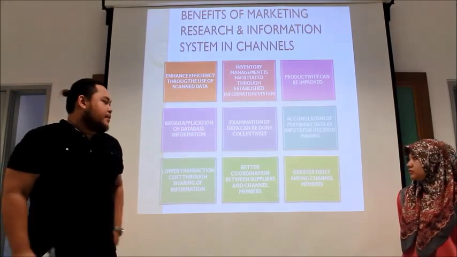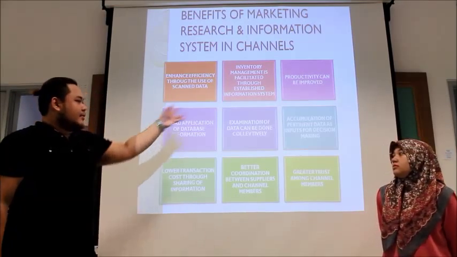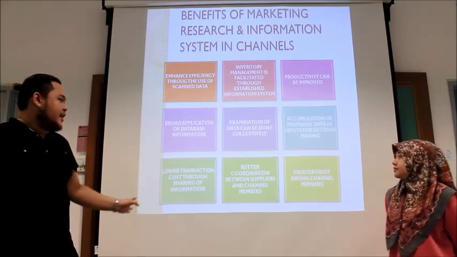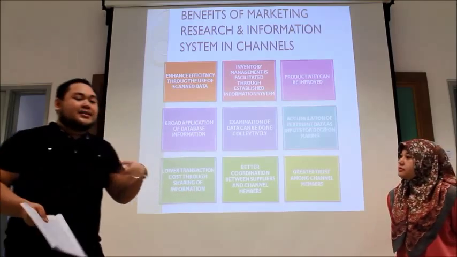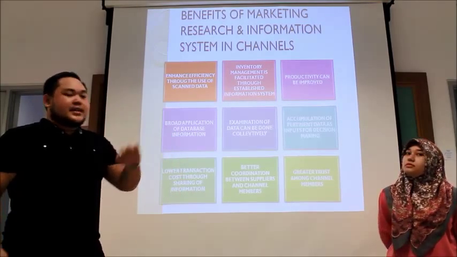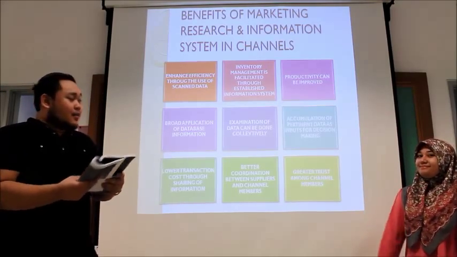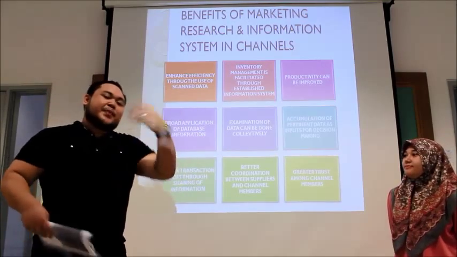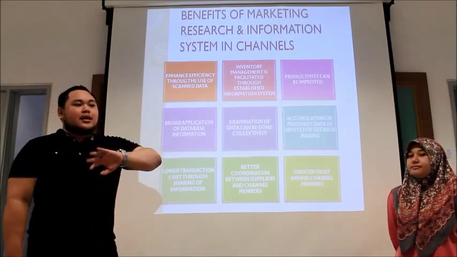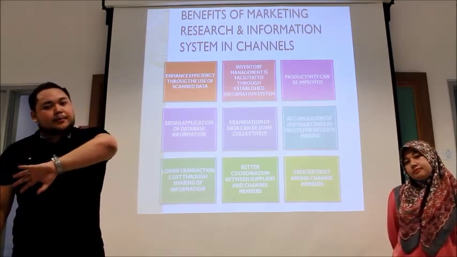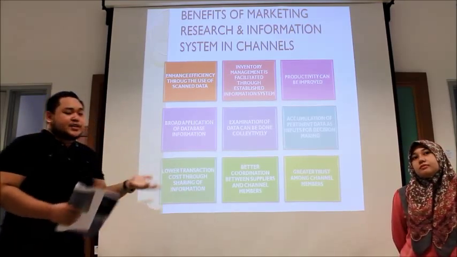Better coordination between supplier and channel members. This is basically explained by accumulation of data patterns, inputs and decision making. Lower transaction cost is also the same thing, where it helps for better transactions and better help between suppliers and channel members. And last but not least is the greater trust among channel members. It's explaining how you are receiving this information. It helps others, where one distributor can help another distributor to do their information research.